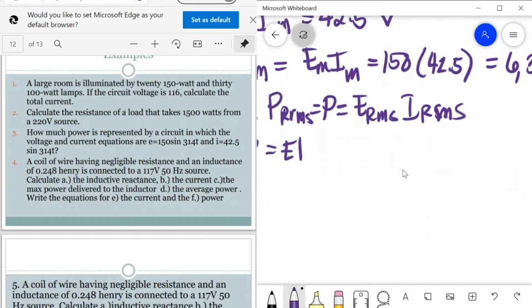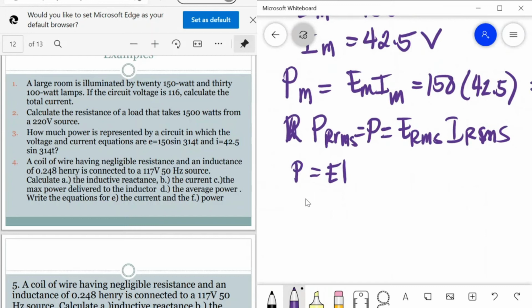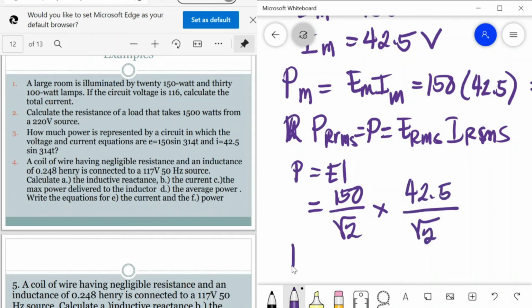Also, if we will get the effective power or RMS power, so 150 all over square root of 2 times 42.5 divided by square root of 2. RMS power will be 3,187.5 watts.